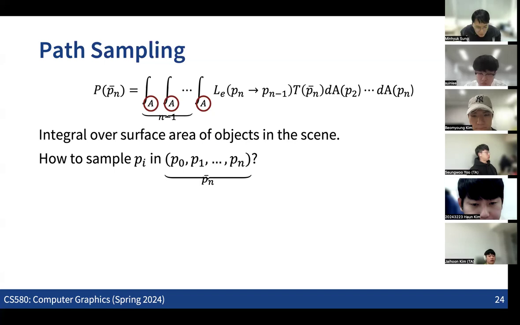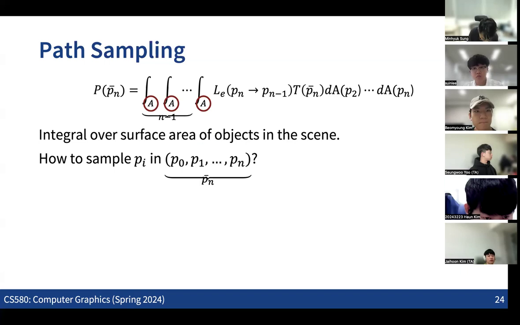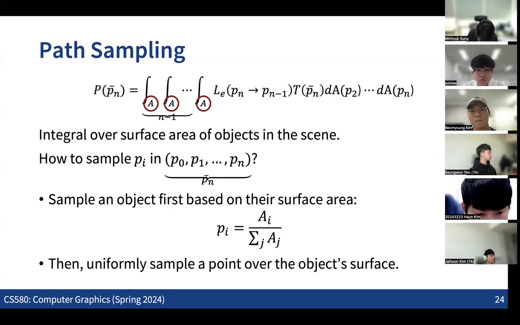And here the question is, every time you increase the length of the path, how do we sample a new point in the scene? The typical idea is that we first sample an object based on its surface area. If we have multiple objects, for example an indoor scene with chairs, tables, desks, walls, and floors, we first select the object where we are going to sample a point based on its surface area. Then for the sampled object, we also sample a point over its surface.